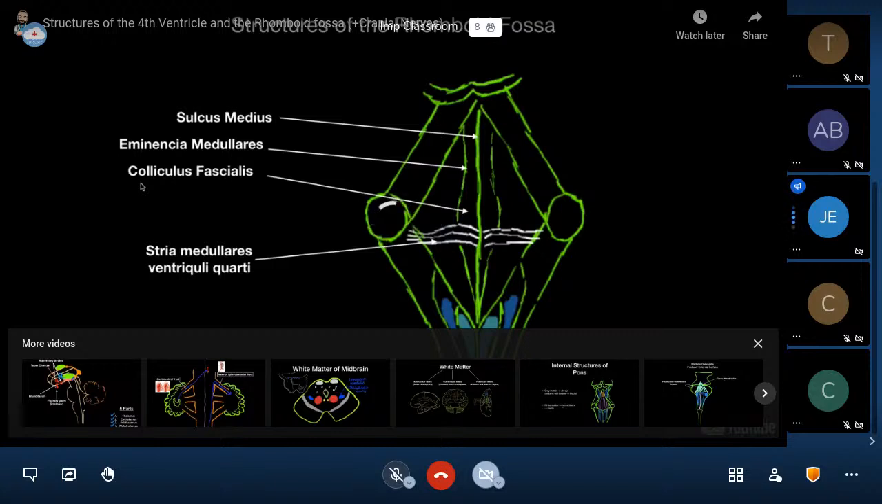The facial colliculus is an elevated area located on the pontine tegmentum in the floor of the fourth ventricle. It is formed by fibers from the facial motor nucleus of the facial nerve, cranial nerve 7, as they loop over the abducens nucleus. That's the first thing I even saw from Google.